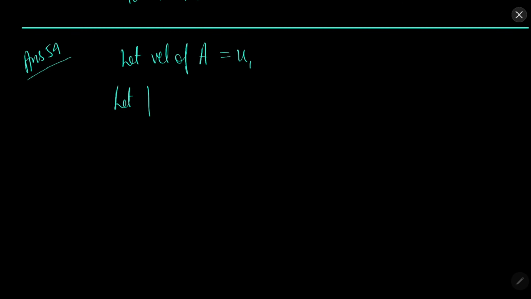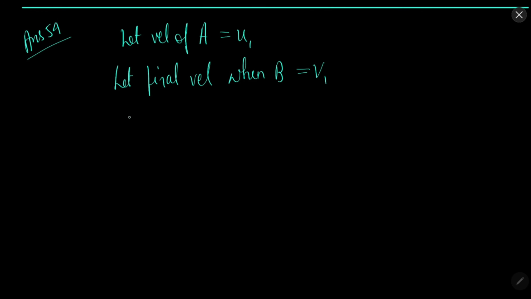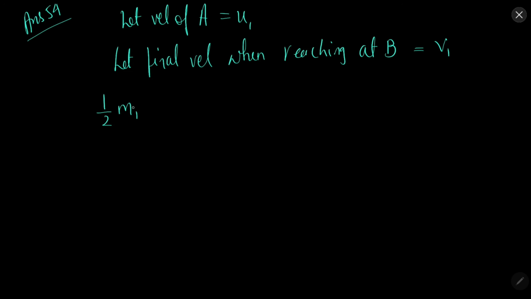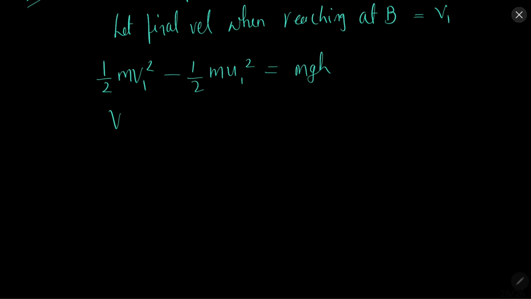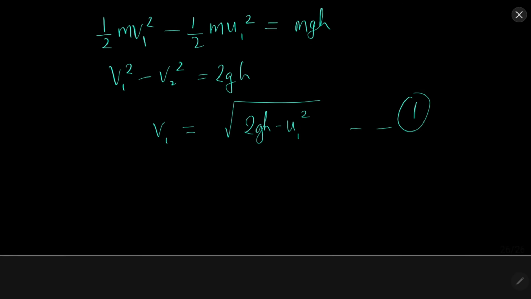and let the final velocity when reaching at B become v1. So half m v1 square minus half m u1 square equal to mgh. Change in kinetic energy equal to change in potential energy. So v1 square minus u1 square equal to 2gh. So v1 equal to root of 2gh minus u1 square. Let this be equation 1.